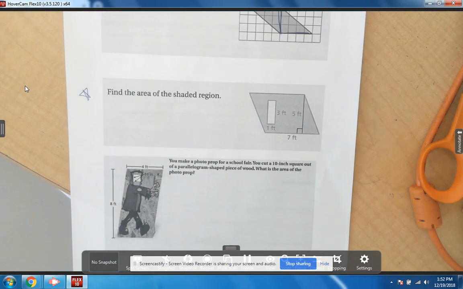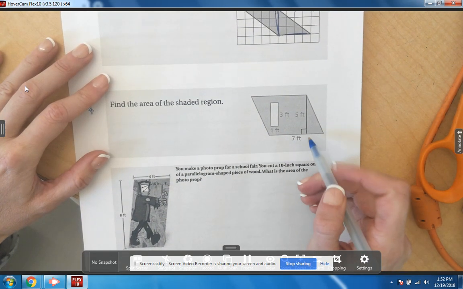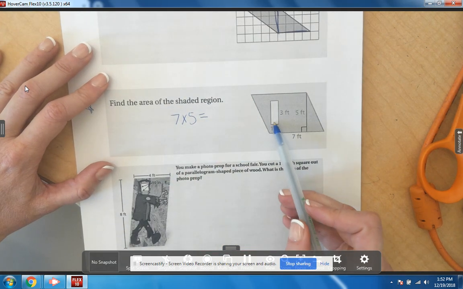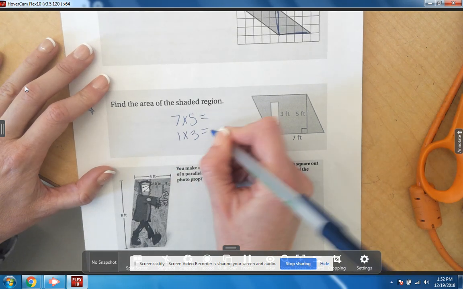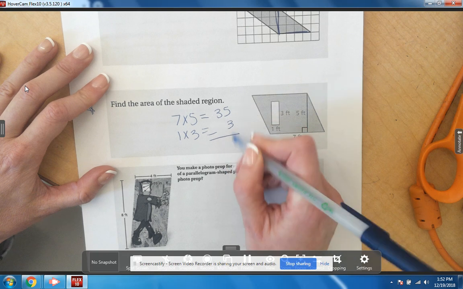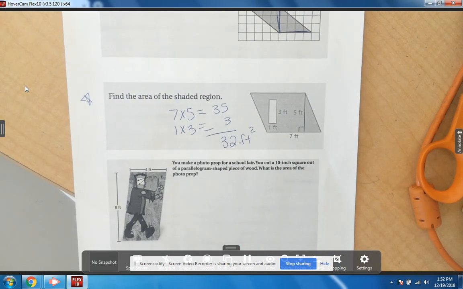Okay, here's one where we want to find an area of the missing piece. So I'm going to do this one. I'm going to find the area of the big parallelogram, which looks like it is 7 times 5 for my base times height. I'm going to find the area of my small rectangle inside, which looks like it's just 1 times 3. This is 35. This is 3. I'm going to subtract the 2, bigger minus smaller, to get my shaded part, 32 feet squared.